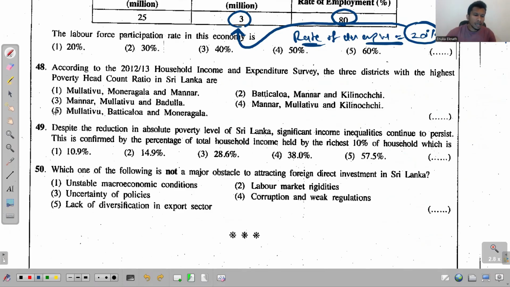Right. So 49th, despite the reduction in absolute poverty level of Sri Lanka, significant income inequalities continue to persist. Yeah, that could be true. This is confirmed by the percentage of total household income held by the richest 10% of household. See, once again, the total income held by the richest 10% changes. So this answer should be based on a previously done survey. So that answer is not going to be relevant to your A-level year. So I'm going to skip this question as well.